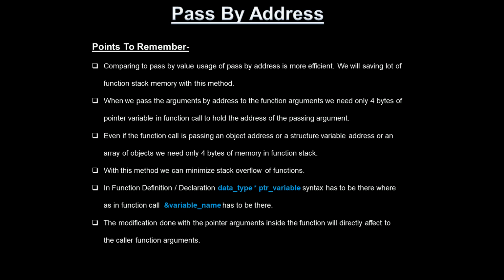Okay, in the swap function, you have to create again 100 bytes of duplicate memory, and you have to copy all the values present in the main function to this swap function. Or if you are passing an object whose size is 1000 bytes, then you have to create 1000 bytes of memory in the function's stack frame, and you have to copy all the contents of the object to this.